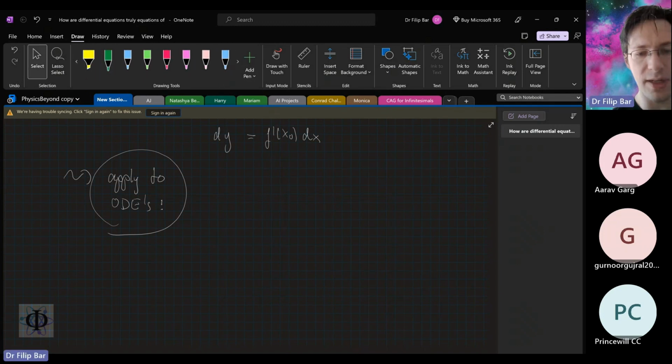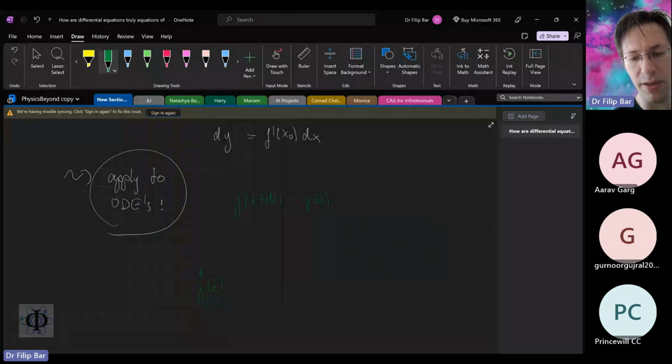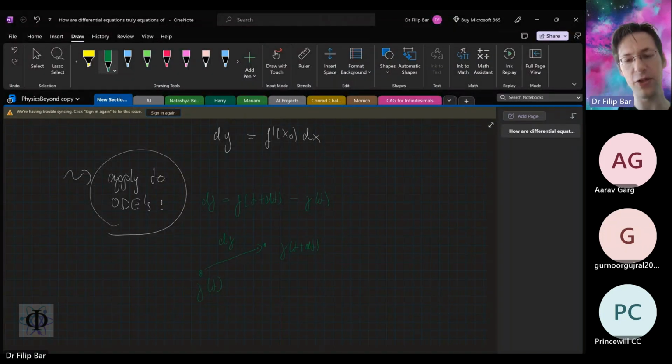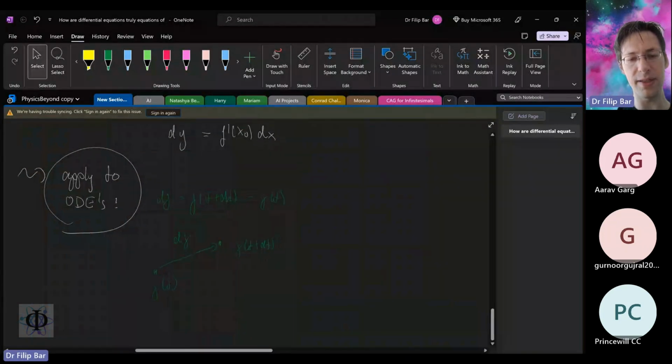Okay, so gamma(t + dt) minus gamma(t). That is an infinitesimal displacement, and I'm plotting this again. Here I have gamma(t), here I have gamma(t + dt), and I'm saying this is d gamma. So d gamma is just the infinitely small displacement vector between these two points, right?